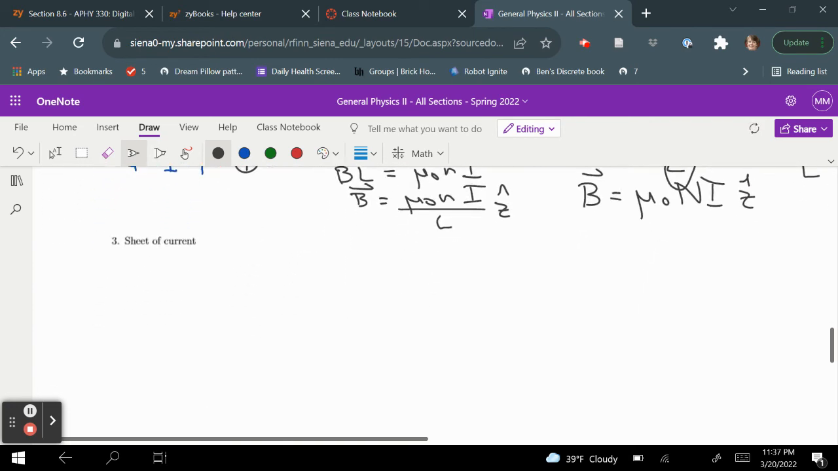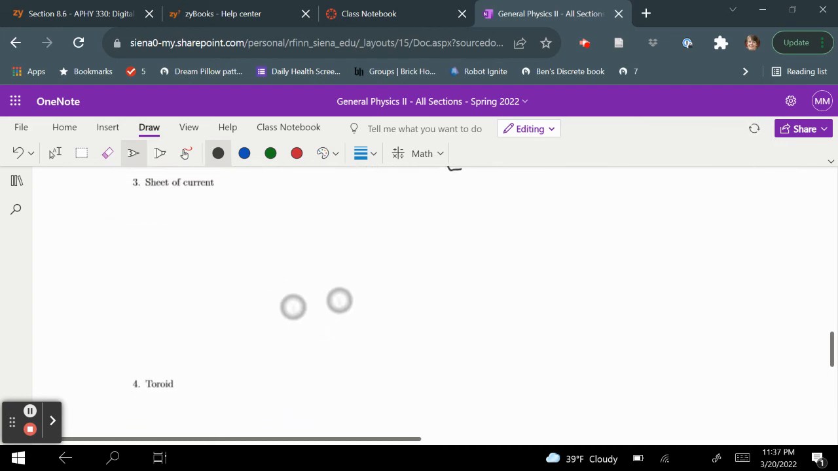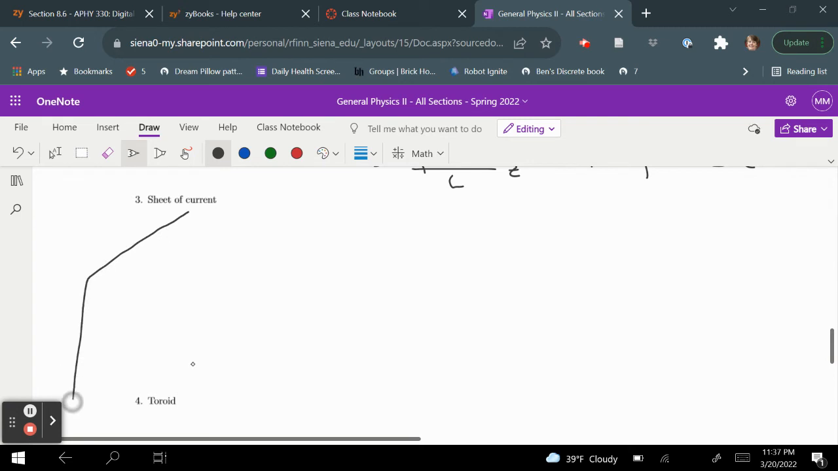Next one, we're going to have a sheet of current. So imagine I've got this sheet of current. Let's say it looks like this. I've got this current that looks like this, and you can check the AR app to see more if you're not really sure what that looks like. We're going to call this K. The current density here is K, because we've got a sheet.